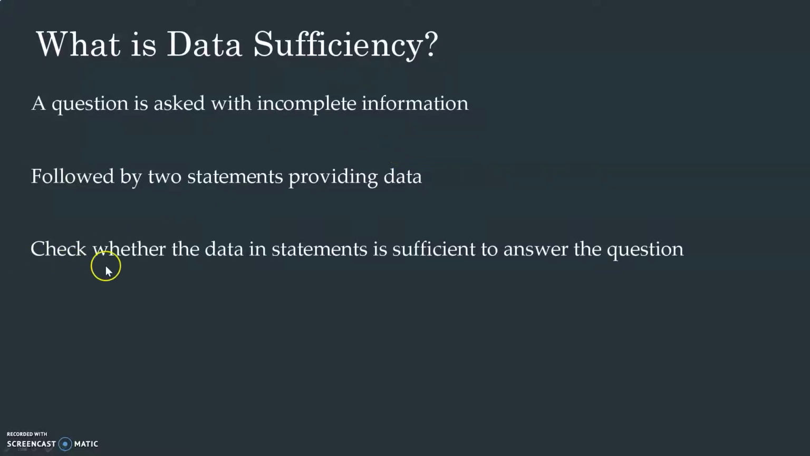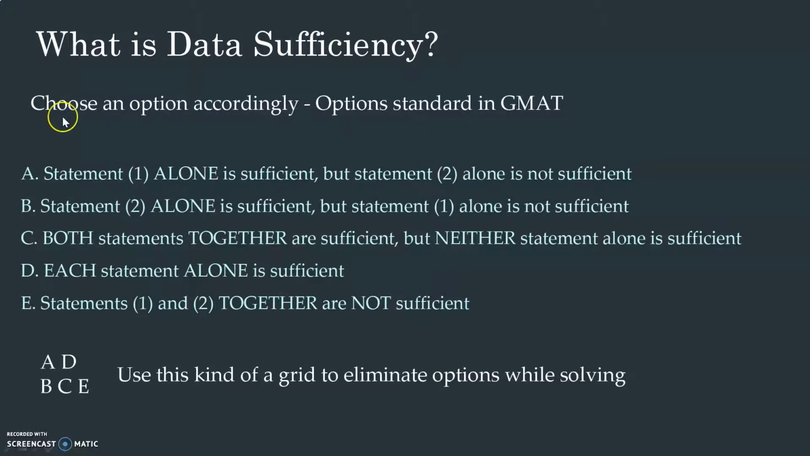Your job is to check whether the data in the statements is sufficient to answer the question asked. That's why the name data sufficiency. You have to check whether the data given is sufficient or not to arrive at an answer to the question. Be very clear. So you have to choose an option accordingly. The options are standard in GMAT. They never change from test to test.